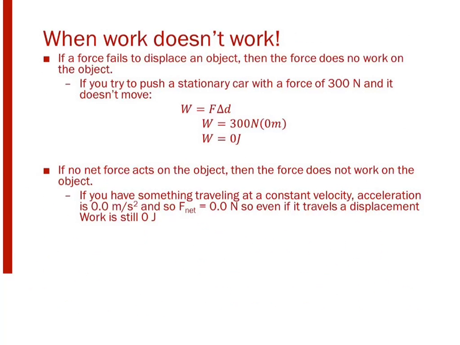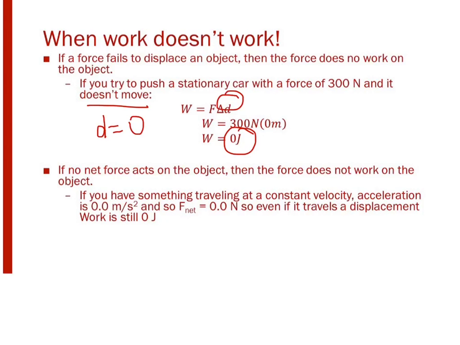So just one last thing before we finish off this video. Sometimes work doesn't work. Remember, in order for mechanical work to happen, there has to be a force and there has to be a displacement. So if we look at this first example, if you try and push a stationary car with a force of 300 newtons and it doesn't move, that means your D is 0. If you sub in a 0 for your D, it doesn't matter how large a force you apply, you're going to get 0 joules, so you're going to have 0 work.